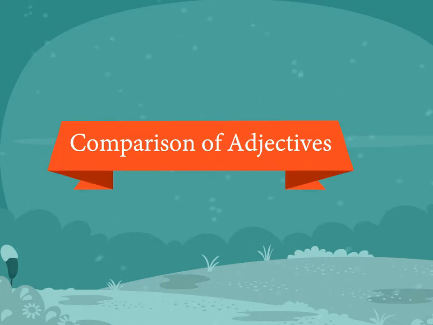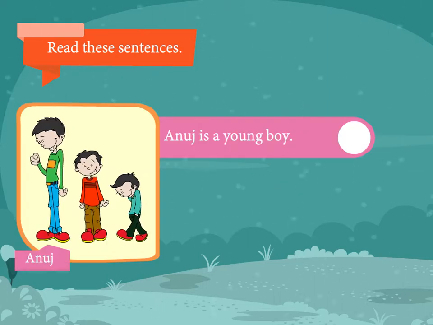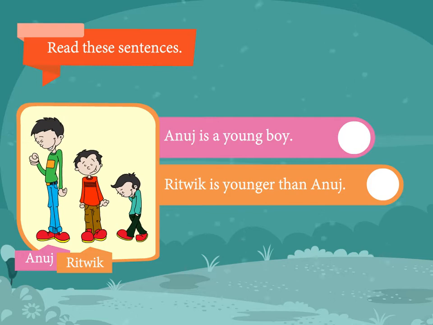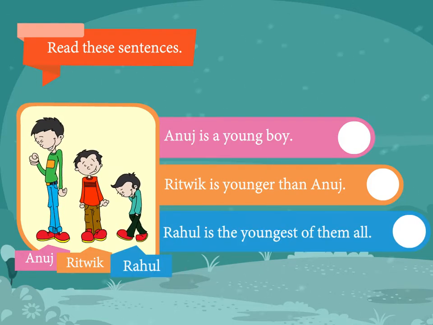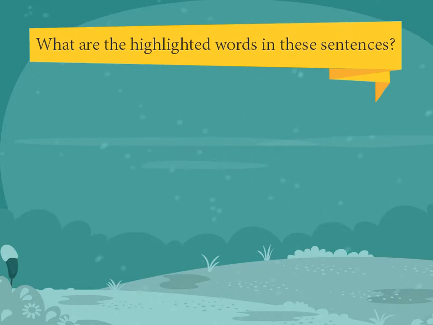Comparison of adjectives. Read these sentences. Anuj is a young boy. Ritvik is younger than Anuj. Rahul is the youngest of them all. What are the highlighted words in these sentences?